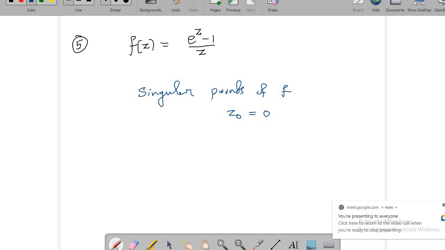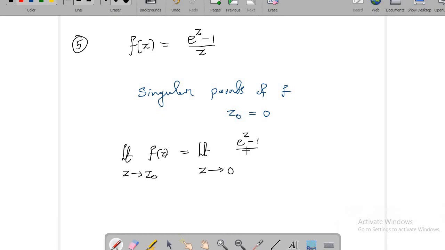Now, let me see what kind of singularity it is. To see that, let me see what is limit z goes to 0 of f of z. Why? Because the singular point is 0. Or let me write z naught here. That equals limit z goes to 0 of e power z minus 1 by z. And you see, when you plug in 0, you get the 0 by 0 form.